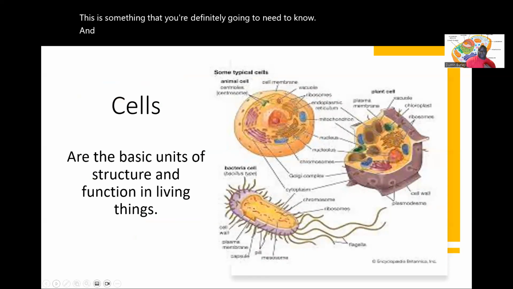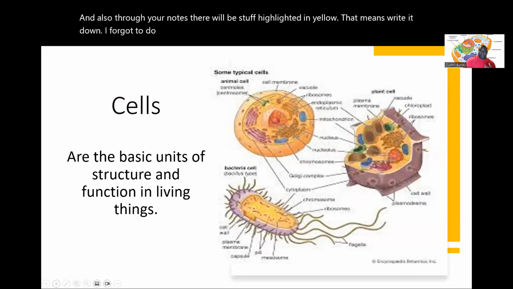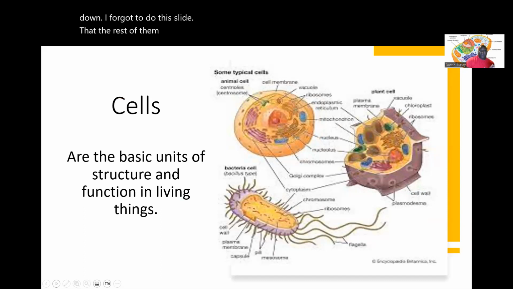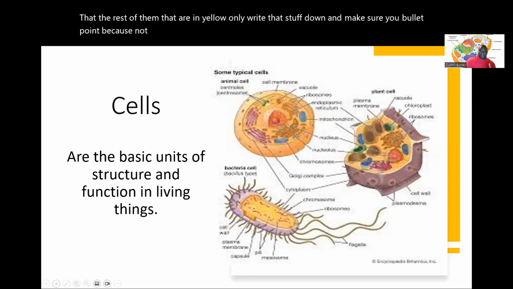And also through your notes, there will be stuff highlighted in yellow. That means write it down. I forgot to do this slide. But the rest of them that are in yellow, only write that stuff down. And make sure you bullet point because not all of it is the same exact thing. So make sure you keep it separate.